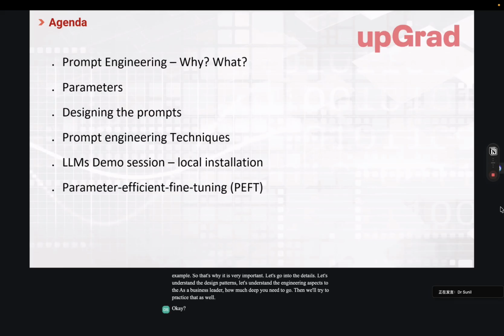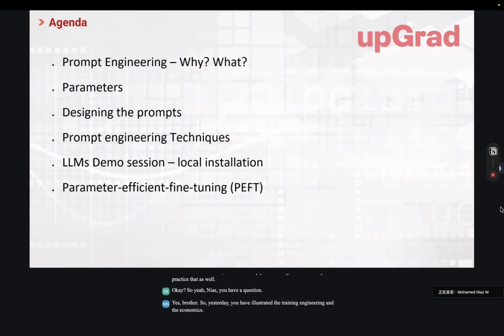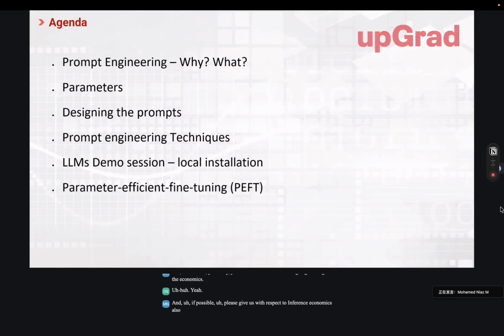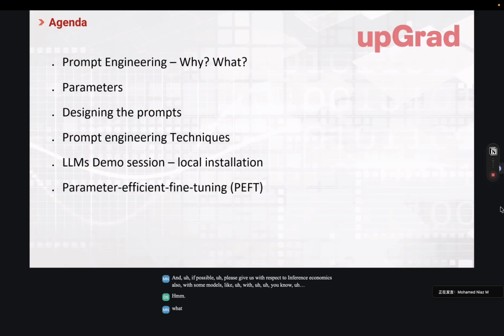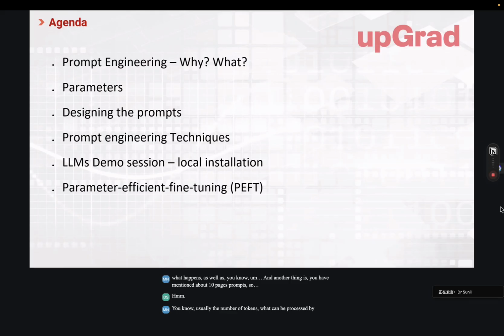Okay. Niyaz, you have a question? Yes, Professor. Yesterday you illustrated the training engineering and the economics with a table. If possible, please give us the inference economics also with some models. Another thing is you mentioned 10-page prompts. Usually, how many tokens can be processed by a prompt, and how does it process that?